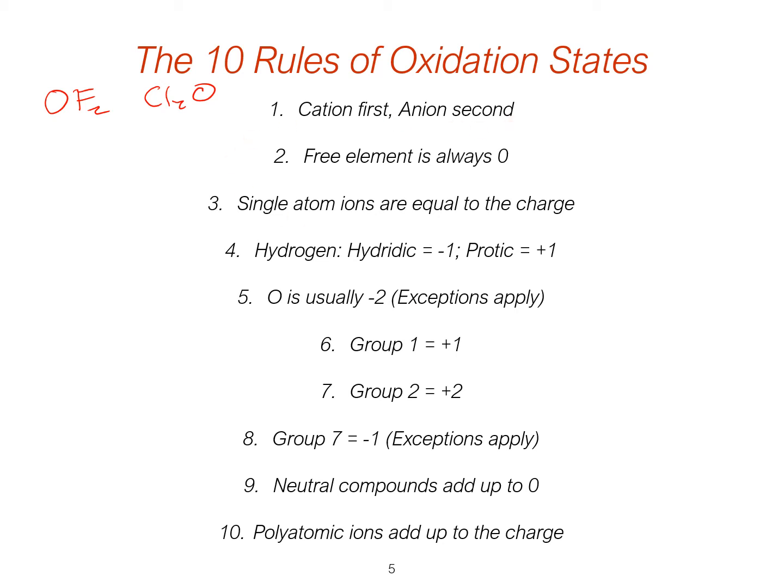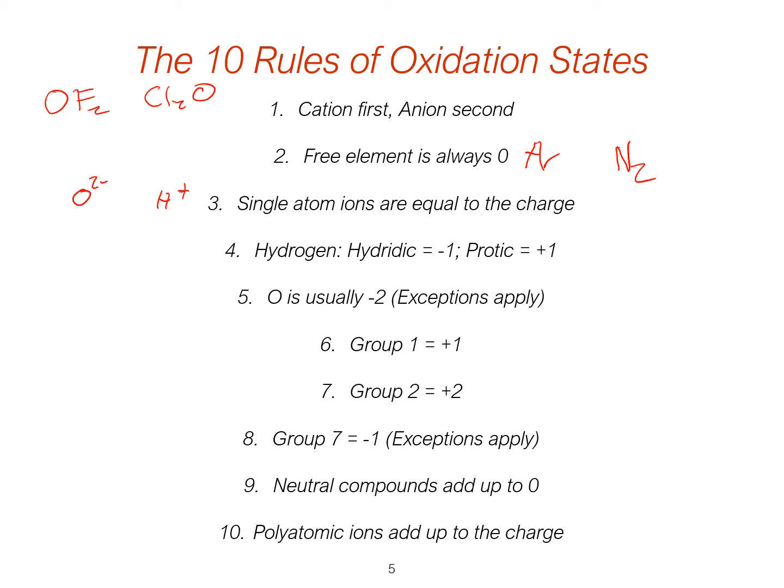A free element is always 0. So this can be anything if it's an inert gas, just something like Ar, monoatomic. Nitrogen as an element, so N2, this is also 0. So if it's just the element as a free element, oxidation state is always 0. Single atom ions are equal to the charge. So like H+, for example, the charge is plus, therefore the oxidation state of the H is +1. Same with O2-, the oxide anion. The oxidation state of this oxygen then is -2 because it's equal to the charge.